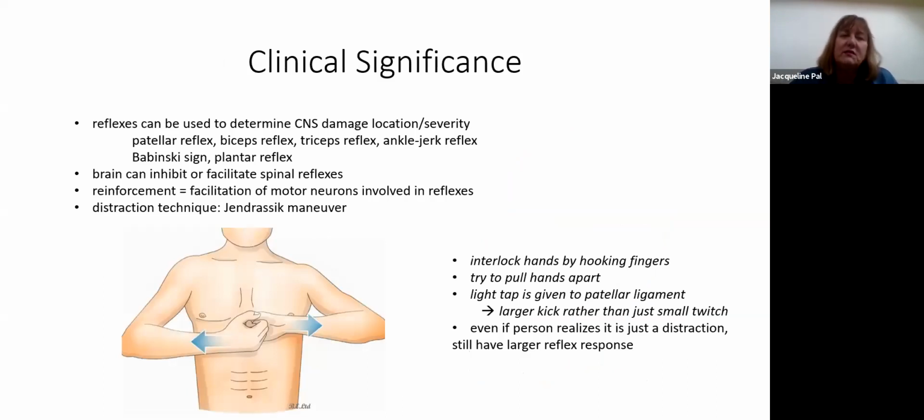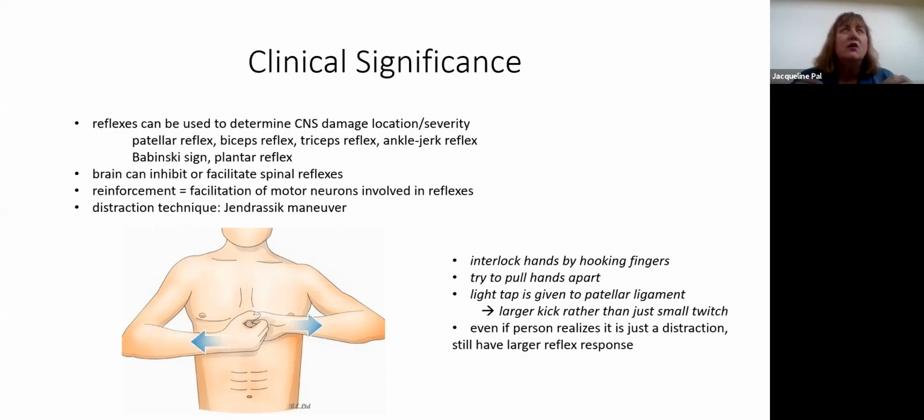So what is the clinical significance of these reflexes? We can use them to figure out where damage occurs in the central nervous system. For instance, if we have normal reflexes happening in our upper extremity, whether it's the biceps reflex or the triceps reflex, that would indicate that obviously spinal nerves in that area are intact. But if we lose our patellar reflex, then that means we've lost them in that area. But if we keep our patellar reflex, but we lose our ankle jerk reflexes or our plantar reflexes, that means more inferiorly we would have damage between those two levels.